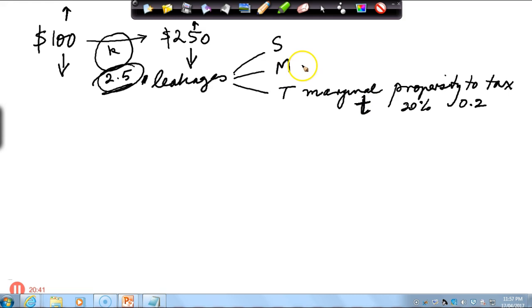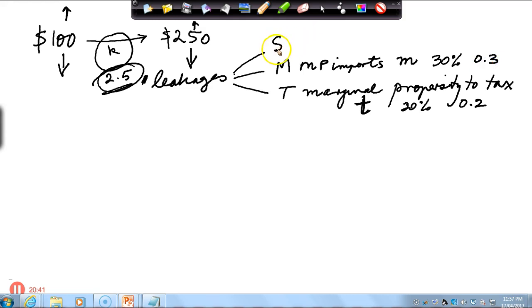Then we've got the marginal propensity to import, or purchase imports, and we can represent that with a lowercase m. So that means when income rises, some percentage of that income will be devoted to spending on imports. Let's say it could be 30%. 30% of the disposable income will go to spending on imports.